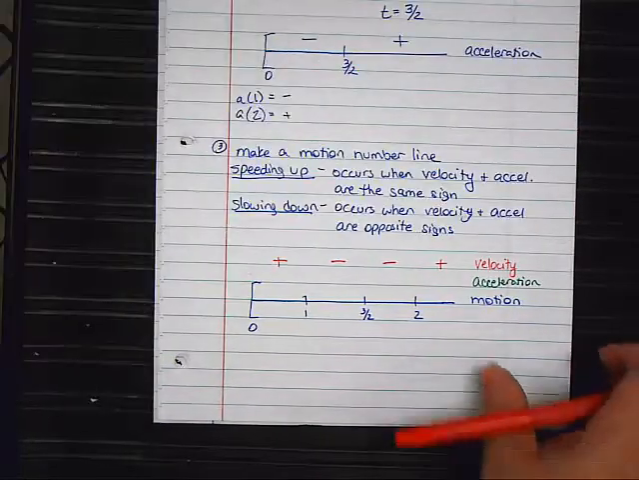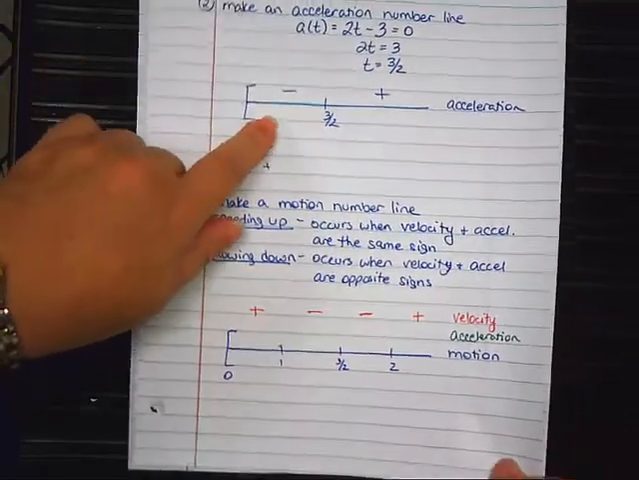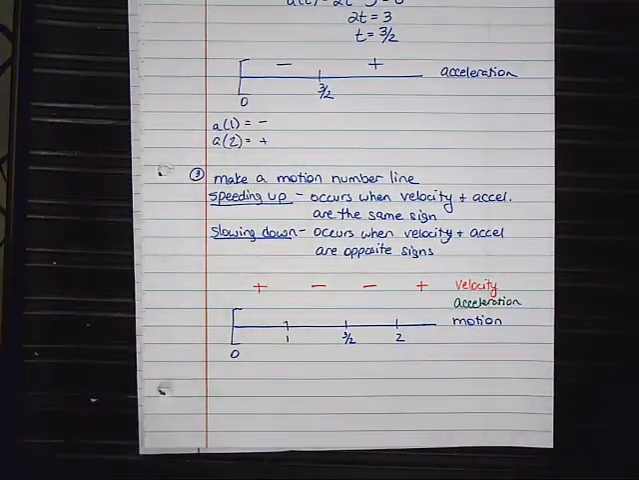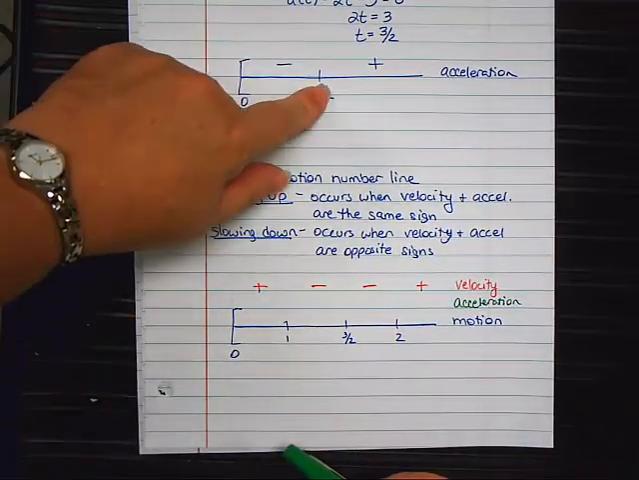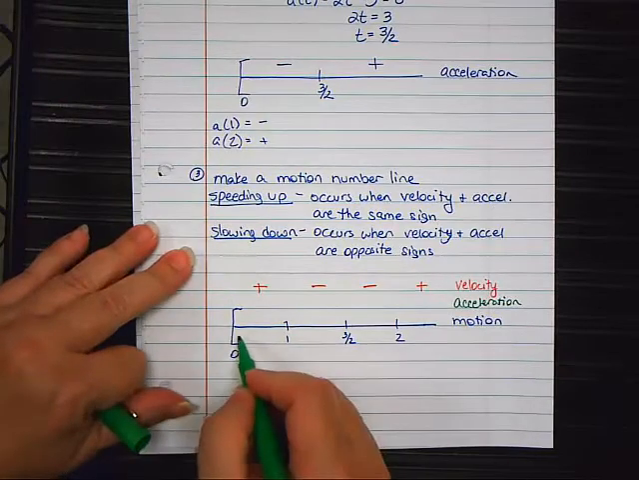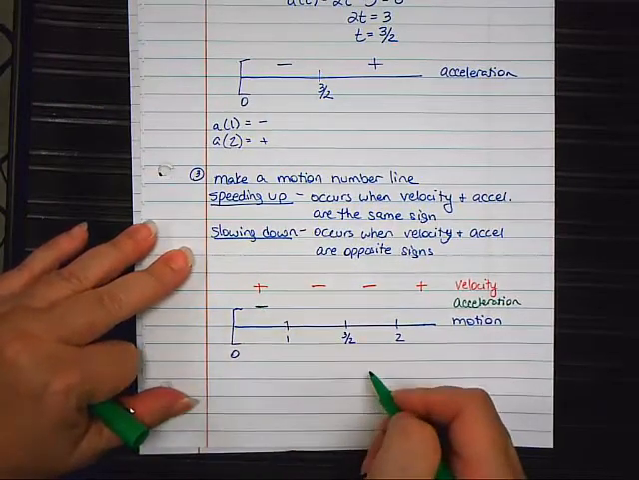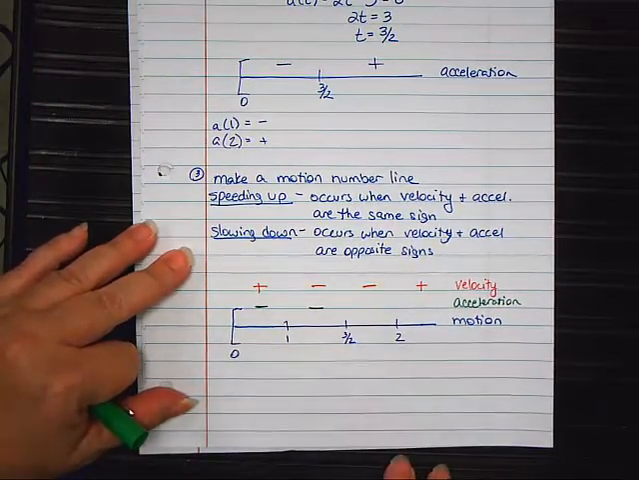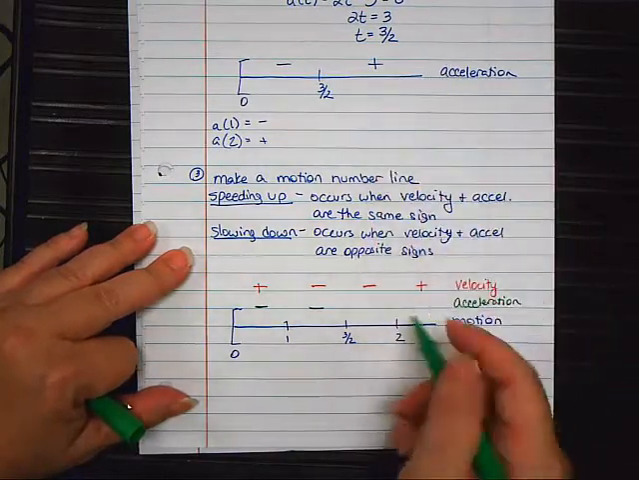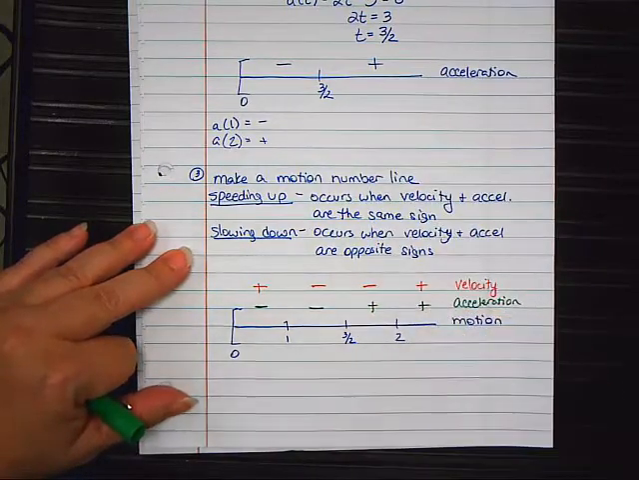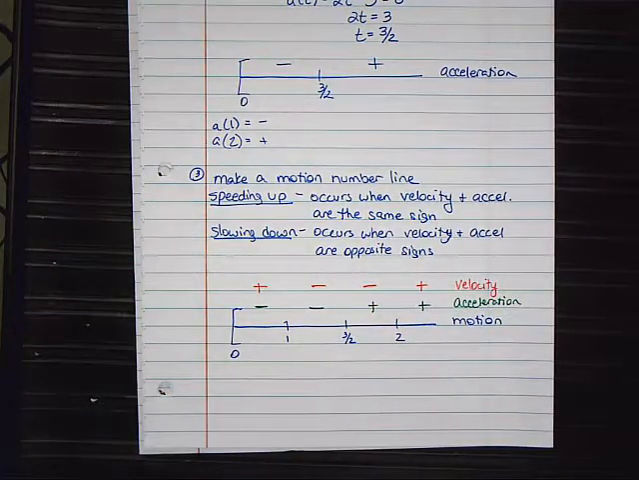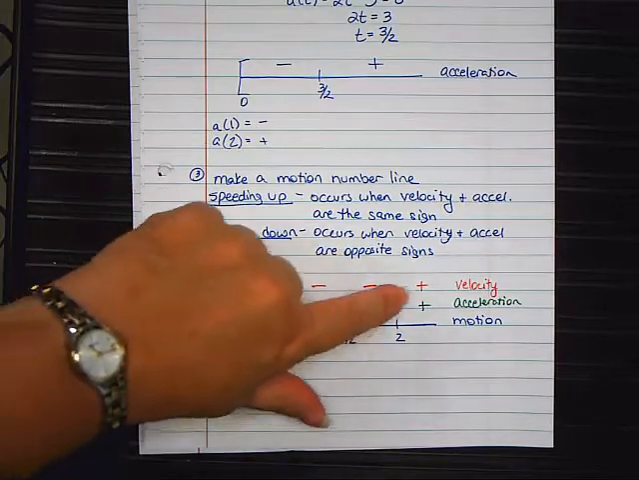Okay, next page. Now, here's the acceleration one. I need to transfer it as well. The acceleration one said that up to 3/2 it's minus. So that means this is a minus section, and so is that. And then after 3/2 it's pluses. So plus there and plus there. Are we good?